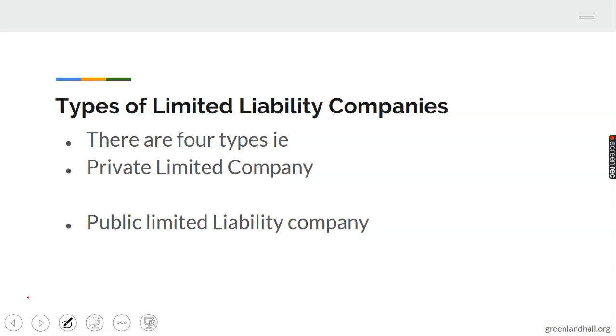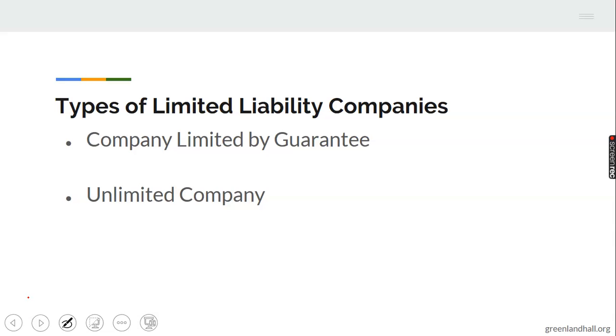We have various types of limited liability companies, and there are 4 types mainly. The first one is private limited company, 2, public limited liability company, number 3, company limited by guarantee, and number 4, unlimited company.